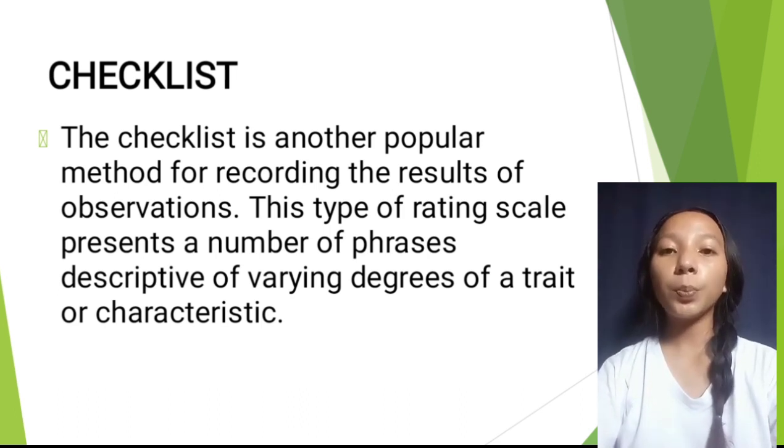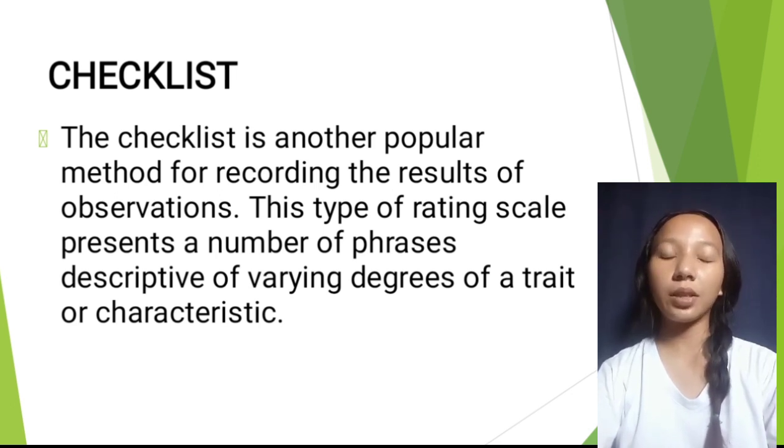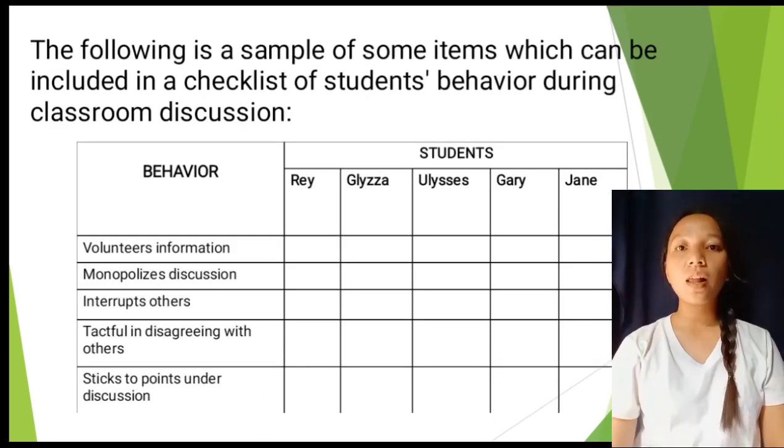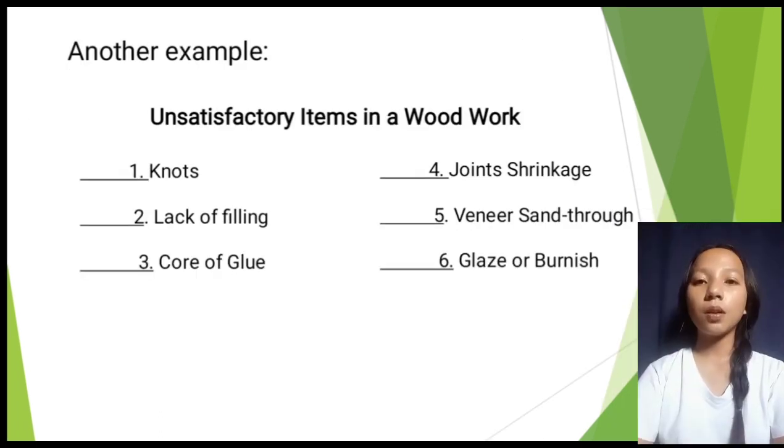As a pupil's performance is observed or a product judged, the scorer determines whether the performance or the product meets each performance criterion. The following is an example of some items which can be included in a checklist of student behavior during classroom discussion. Another example, unsatisfactory item in a word.